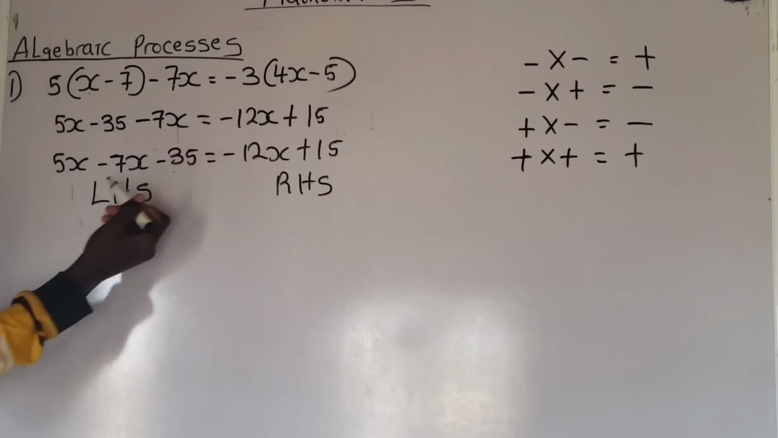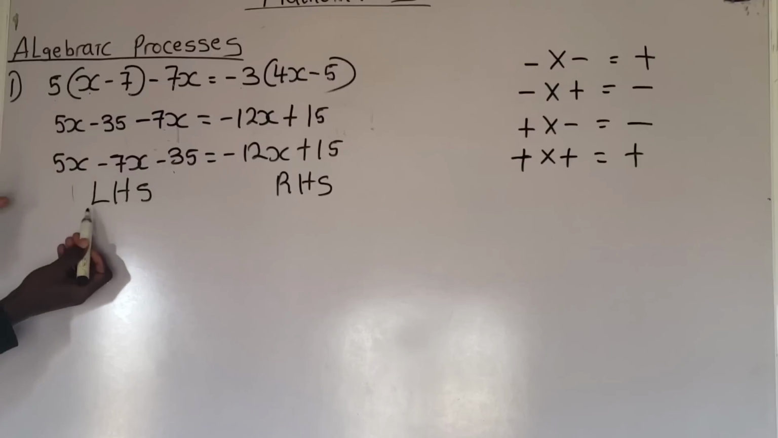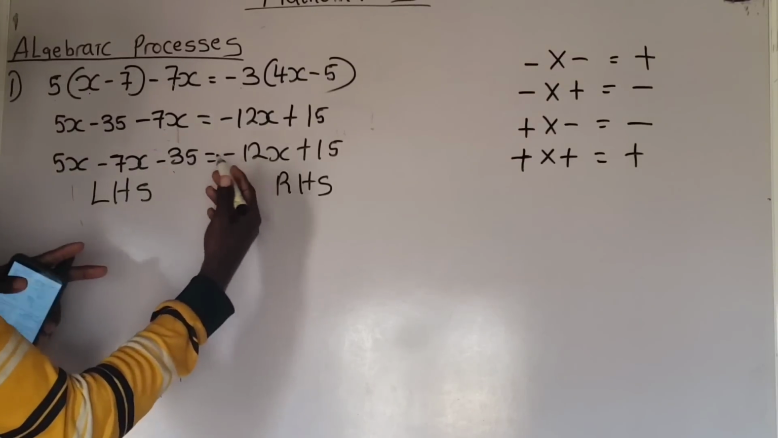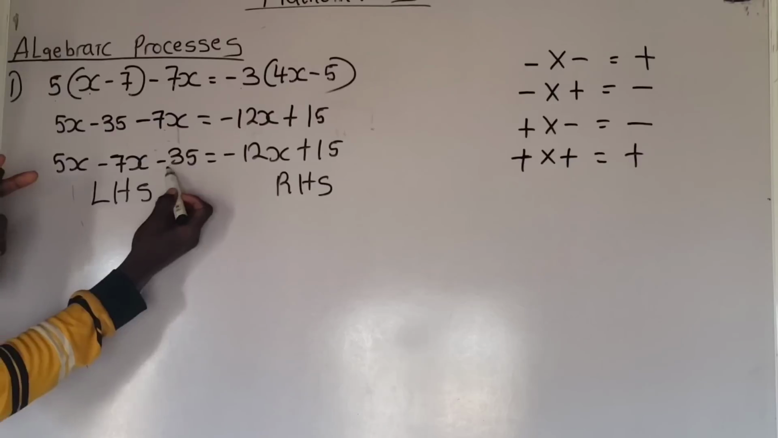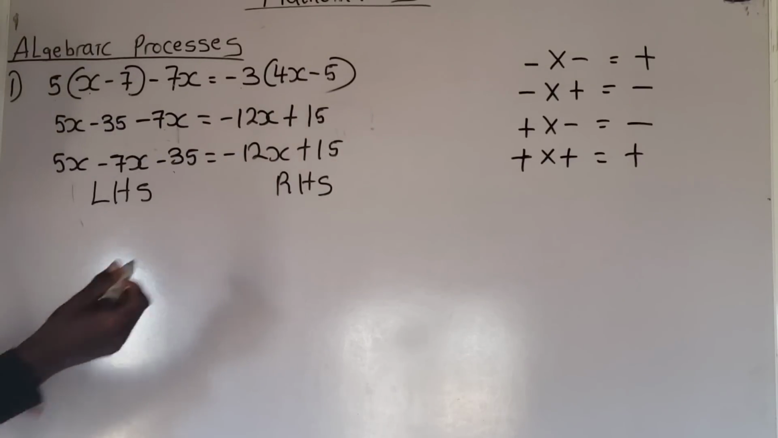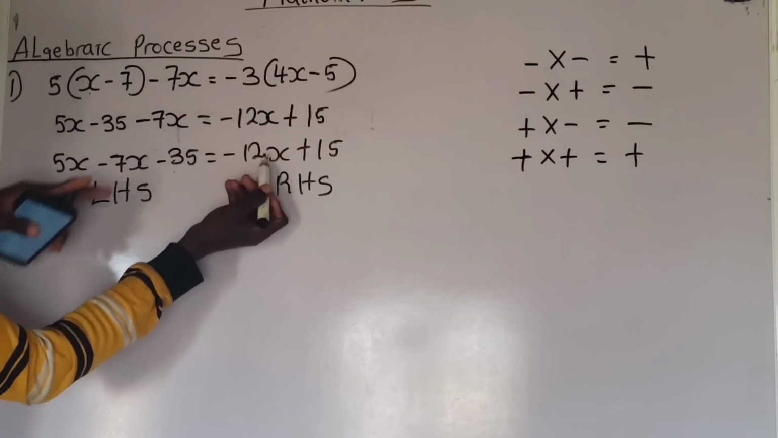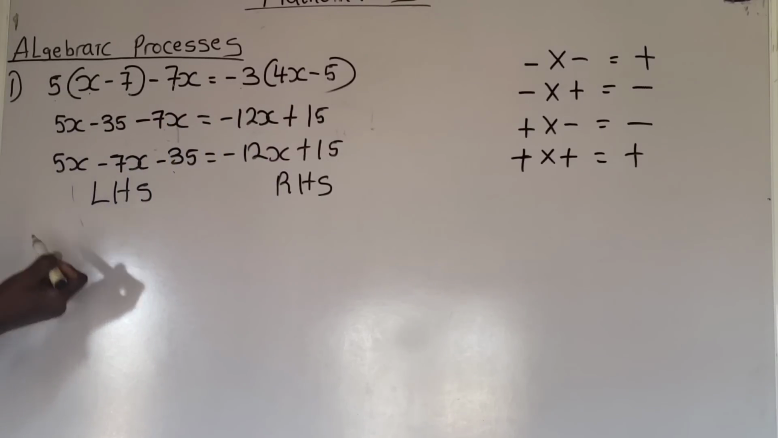This side before the equals to sign is what? LHS, and the side after the equals to sign is what? Right hand side. You understand? So now this negative 35 is going to cross the equals to sign, and this negative 12x is also going to cross the equals to sign towards the left hand side.